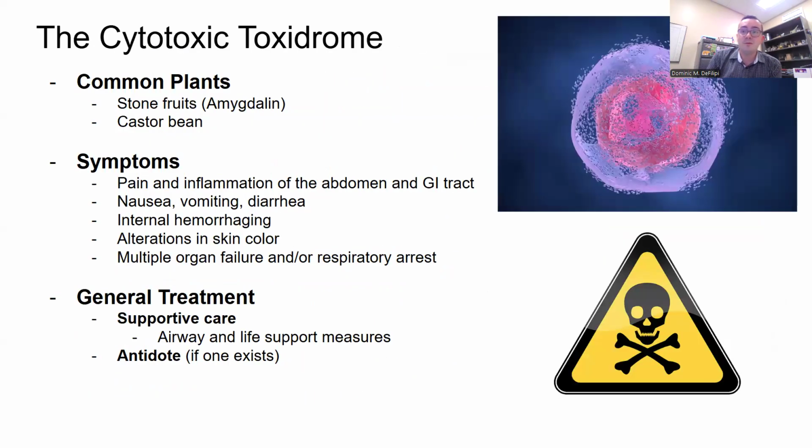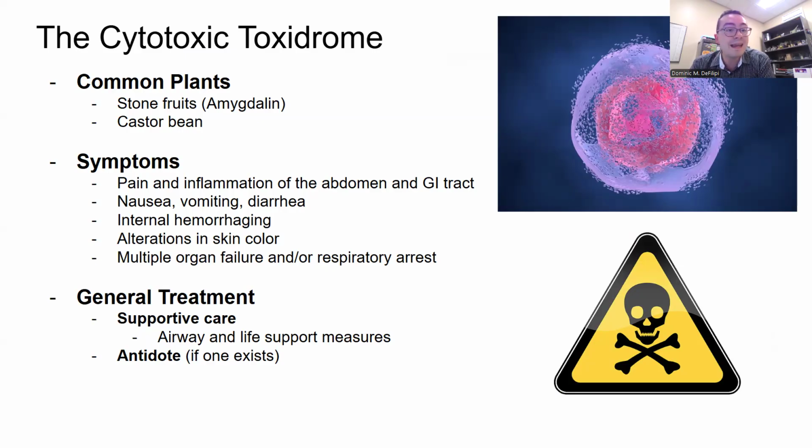Next up, look at this. We're already 2 out of the 4 toxidromes in, and on to the third. The cytotoxic toxidrome. So the toxidrome, which is acutely toxic to you on a cellular level. These are the nastiest of the poisons. Stone fruits or amygdalin, as well as the castor bean, fall under this cytotoxic toxidrome.